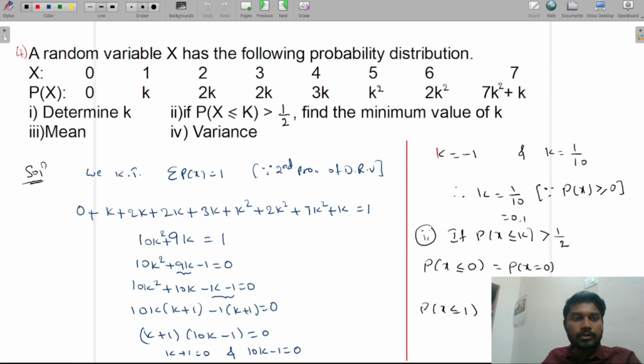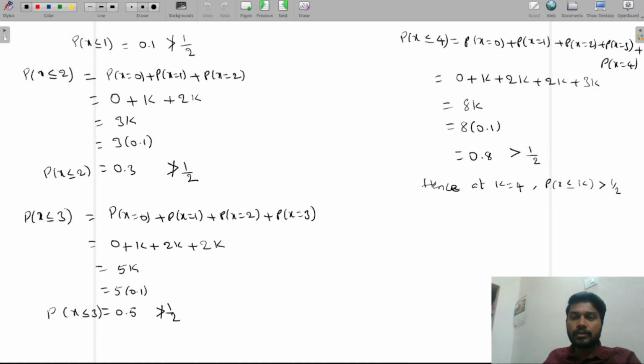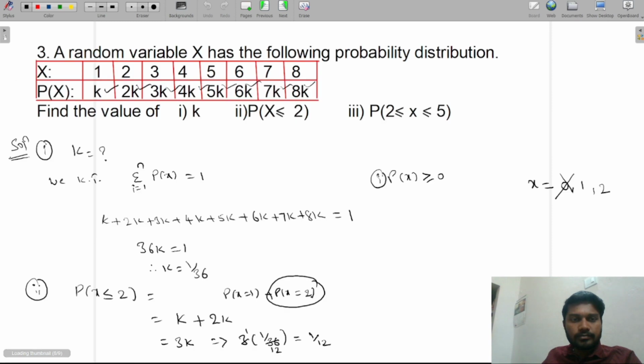So what is the third question? Mean, and the fourth question is variance. Okay, right. Mean, which will be denoted by nu. What is the mean formula? Nu equal to, once I will show you what is the formula for mean.